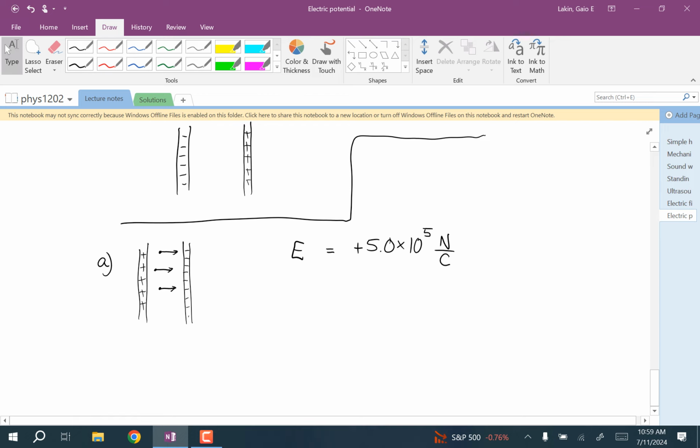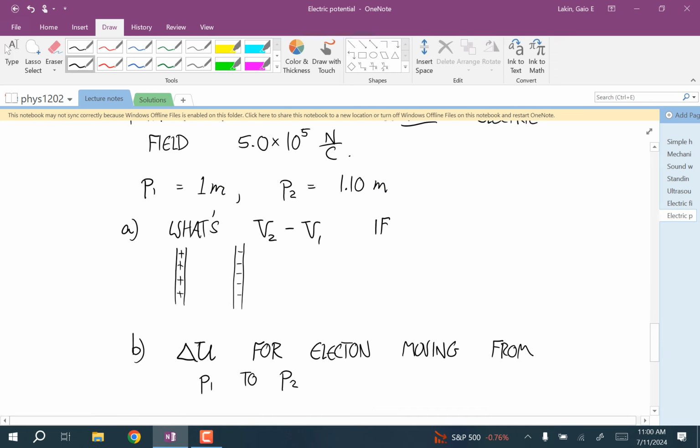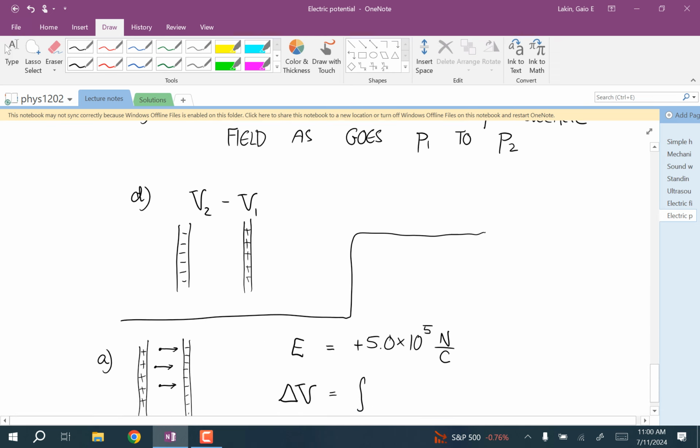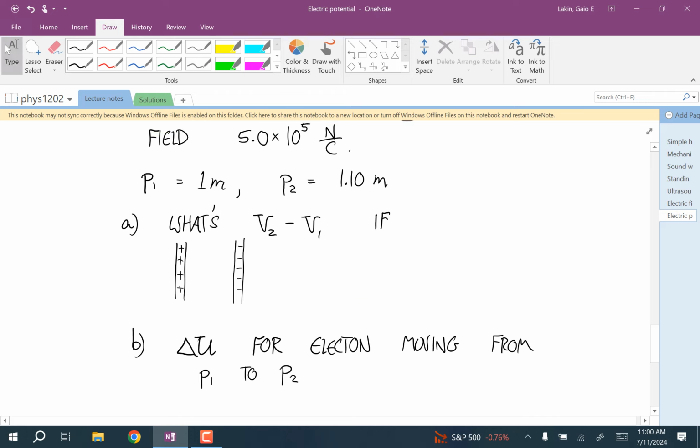And now to calculate the potential difference, we're just going to use the definite integral from P1, which I said is 1 meter, to P2, which is 1.1 meters. So those are the bounds of the integration, 1 to 1.1. The E is 5 times 10 to the 5th, and we're integrating with respect to X.